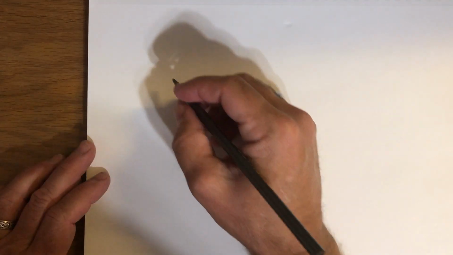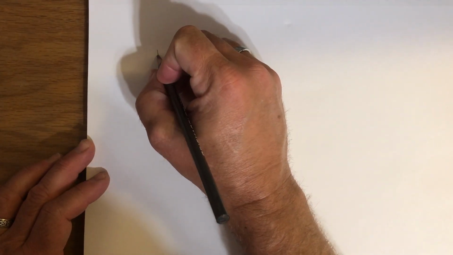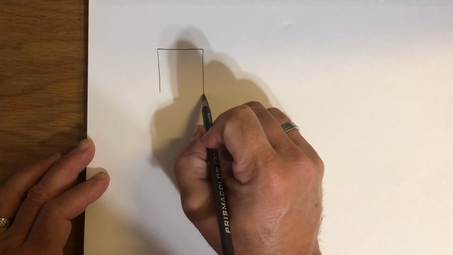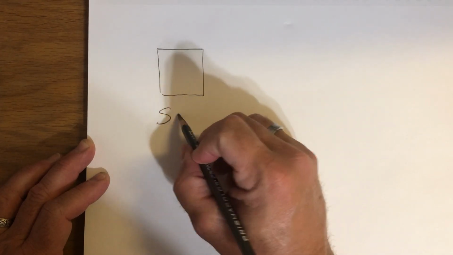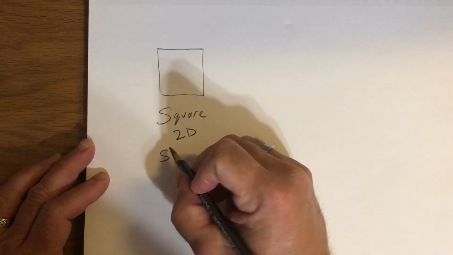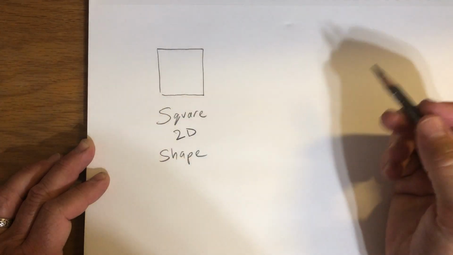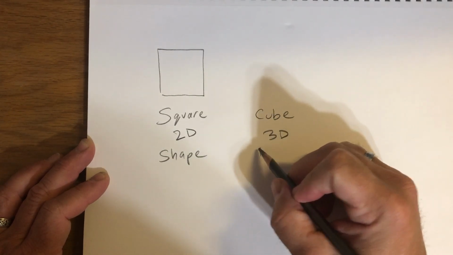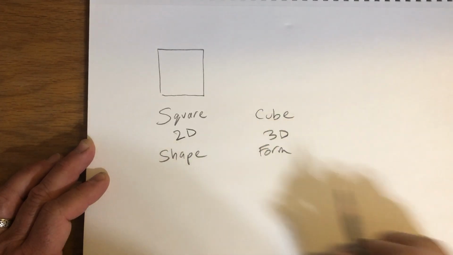All right, we're gonna do some basic shapes and forms. We're gonna do real simple stuff right now. We're taking a square, which is a two-dimensional shape. Okay, square, two-dimensional shape. And we want to turn it into a cube, which is a three-dimensional form.